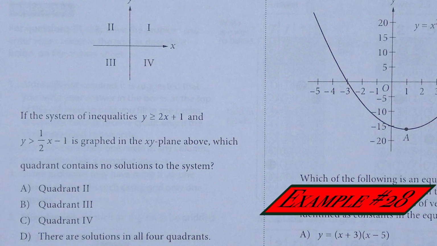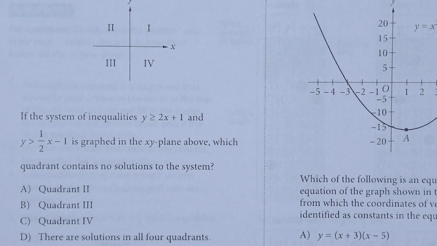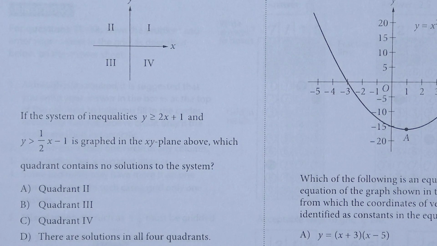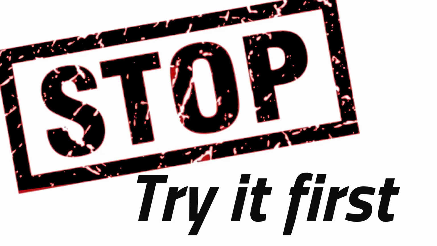If the system of inequalities y is greater than or equal to 2x plus 1 and y is greater than 1/2 x minus 1 is graphed in the xy plane above, which quadrant contains no solutions to the equation?